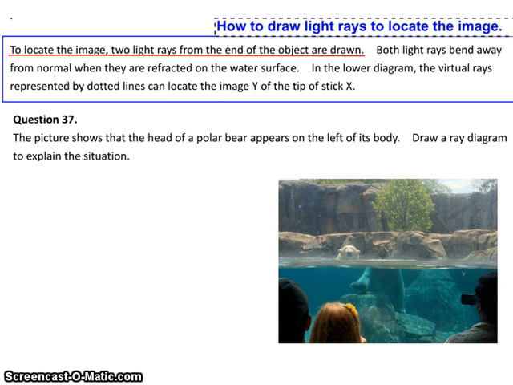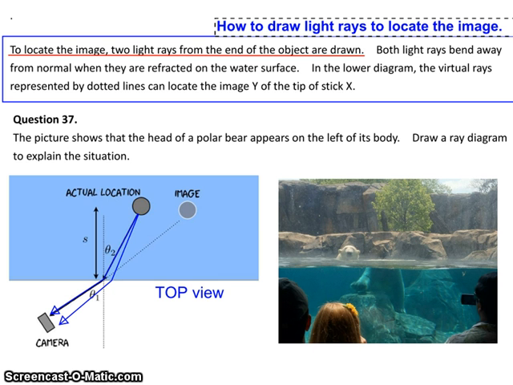Now let's start. For question 37, in order to show that the body of the polar bear goes to the right hand side, you may draw a circle like this to represent the actual position of its body. Then we draw two light rays from the object, and these two light rays will then bend away from the normal when they go to the interface, like that. And lastly, we draw the virtual rays. We produce the refracted rays backward by drawing virtual rays. In this way, we may locate the image on the right.